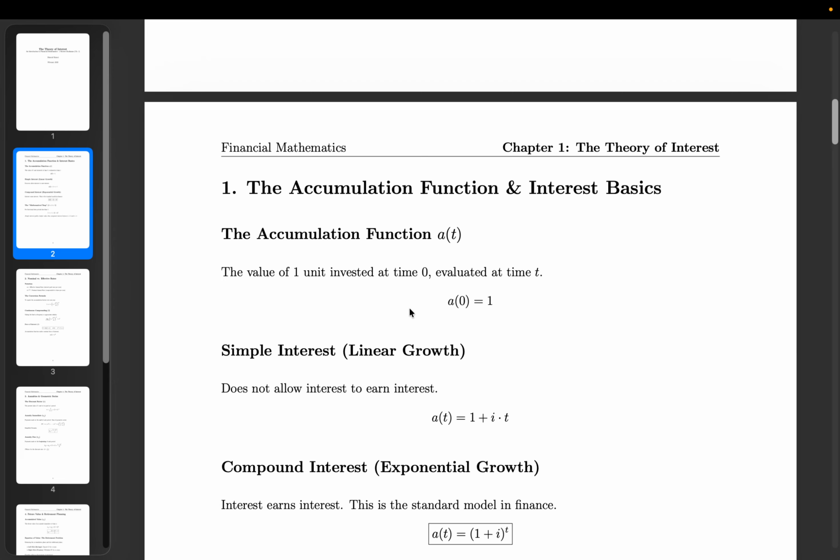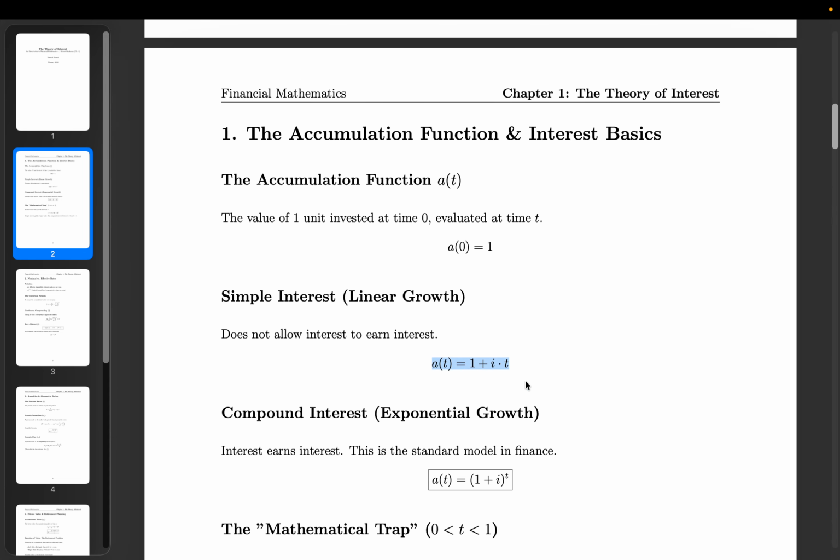Now, there are two ways this function can grow, and the book makes a very sharp distinction here. First, we have simple interest. This is linear growth. The formula is A(t) = 1 + i × t. Here, i is your interest rate per period. If you graph this, it's a straight line. You only earn interest on your original principal. The interest itself just sits there, lazy, doing nothing.